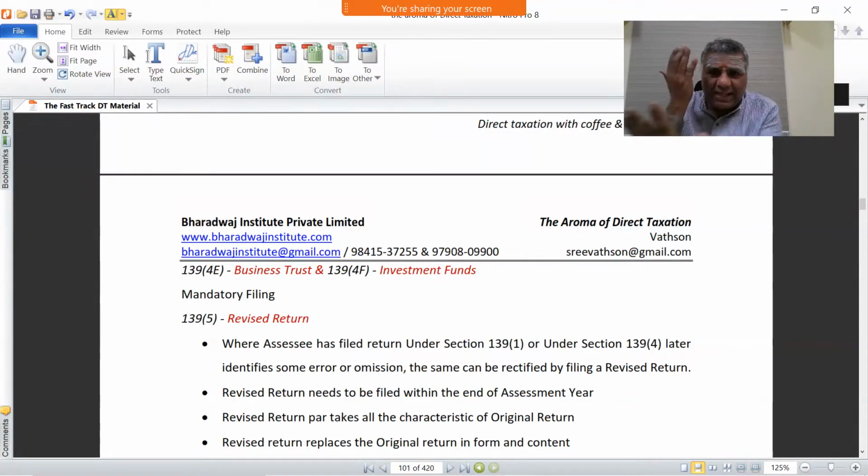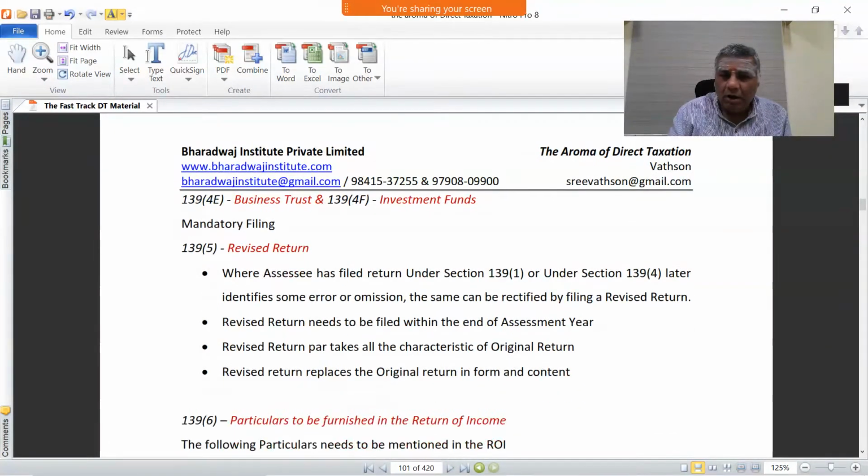Once a revised return is filed, it takes all the characteristics of the original return. The original return goes off and only the revised return will stand. A revised return needs to be filed within the end of the assessment year, and replaces the original return in form and content.